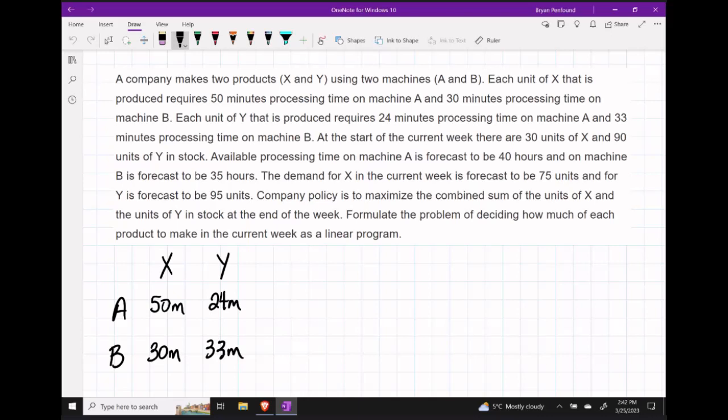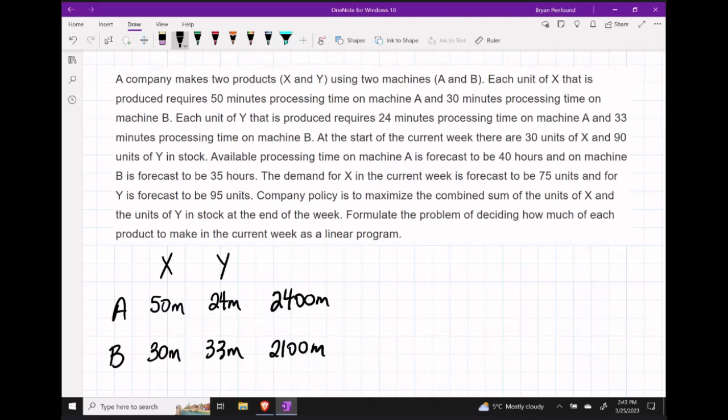Let's skip ahead for now to the available processing time on machine A and B respectively. For machine A, available processing time is about 40 hours. And just for the sake of keeping our units consistent, let's multiply that by 60 and write down that we have 2,400 minutes of processing time for machine A. For machine B, we have 35 hours available. Let's multiply that by 60 so that we have 2,100 minutes.